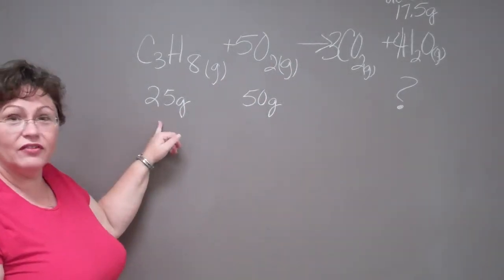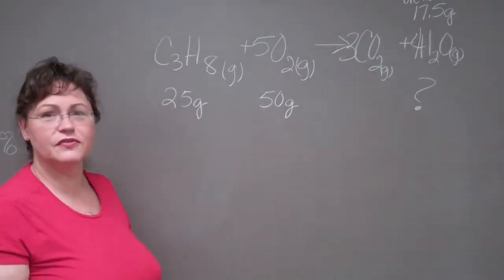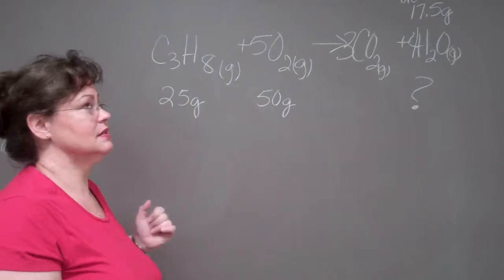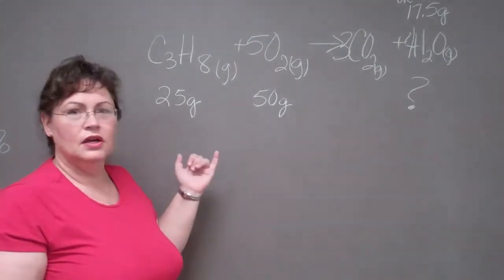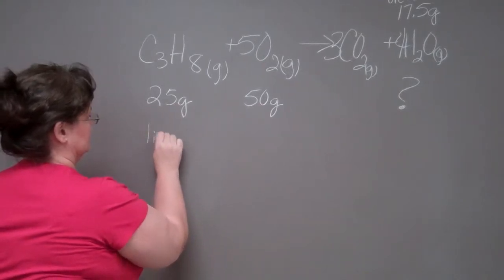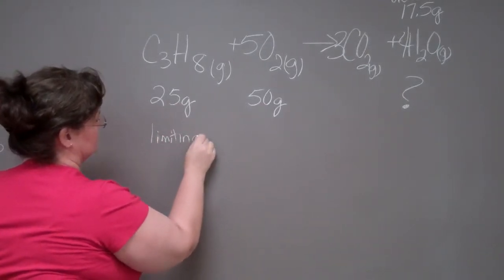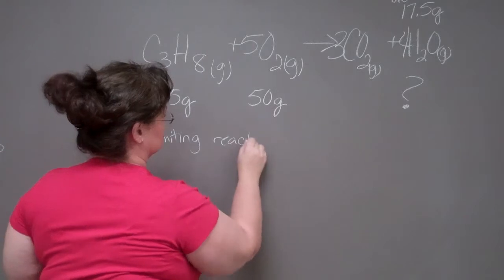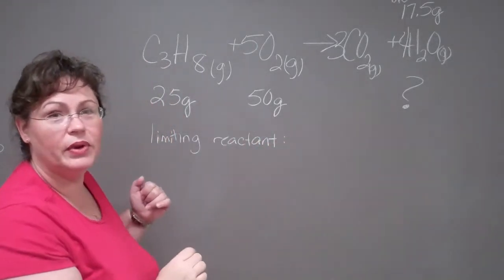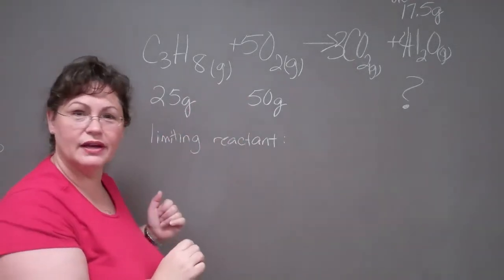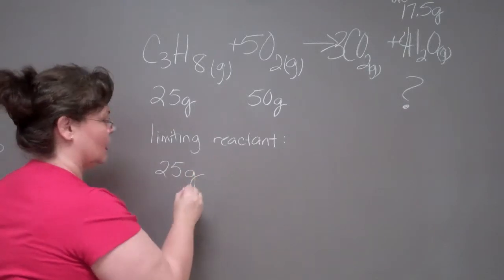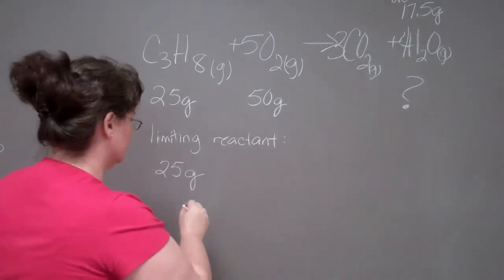We're starting with 25 grams of propane, 50 grams of oxygen. We need to know which of these is our limiting reactant. To find our limiting reactant, we first need to know how many moles of each of these reactants we have. That's a gram to mole conversion.